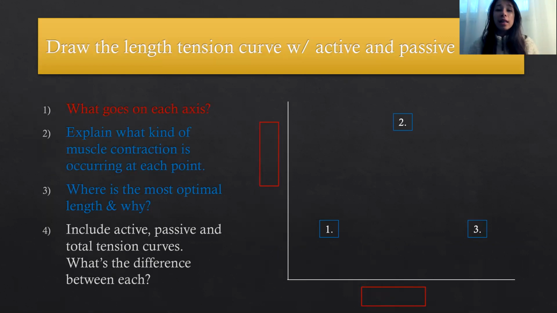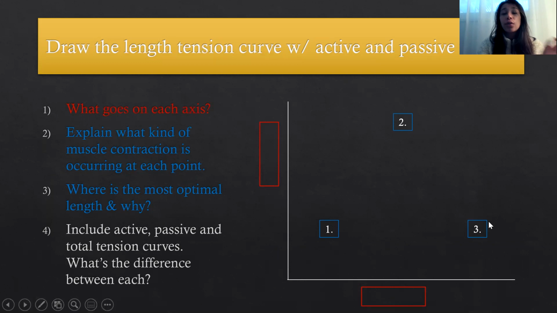Okay, so length tension curve with active, passive, and total tension curves. If you really need to, you can use lab 6 isokinetic dynamometry and refer to those figures and maybe my notes at the bottom of the slideshow to help.